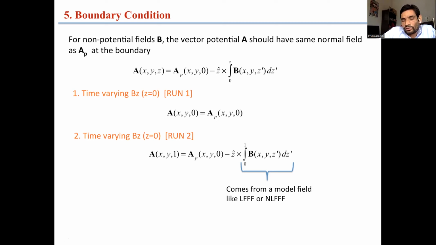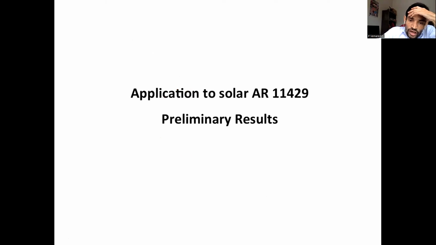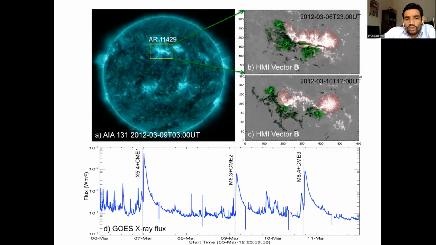So given this kind of information, I apply it to the solar active region 11429. Please note that these are very preliminary results. I found some difficulties, which I will explain while showing the results. This solar active region 11429 is a highly eruptive active region. While it was passing through the solar disk, it produced three M-class flares, one X-class flare and two M-class flares, followed by CMEs. So these are the electromagnetic field observations of this active region.